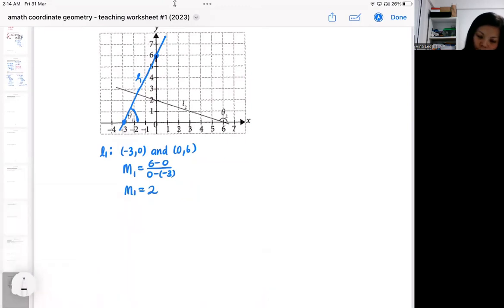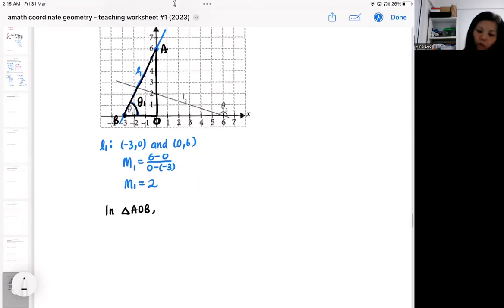Okay, so I'm going to call this triangle AOB. So for those of you, if you still remember, in a triangle, this angle is θ1. Okay, so if I use the triangle, I can do a tangent theta.